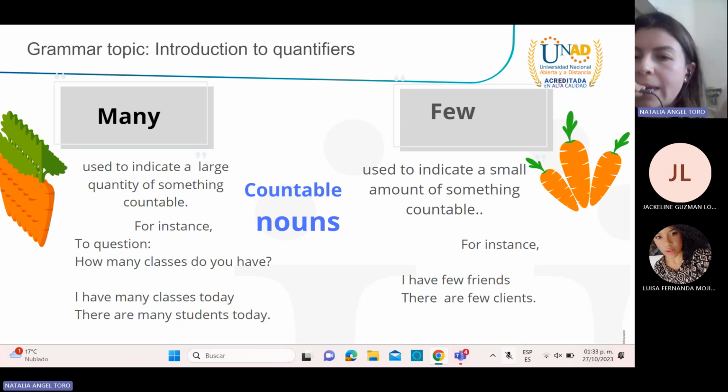And few is to indicate a small amount of something countable. For example, I have few friends, or there are few clients. So it's not possible to say, for example, I have few rice. It's not possible, and it's a common mistake that we commit. Few is just for countable.